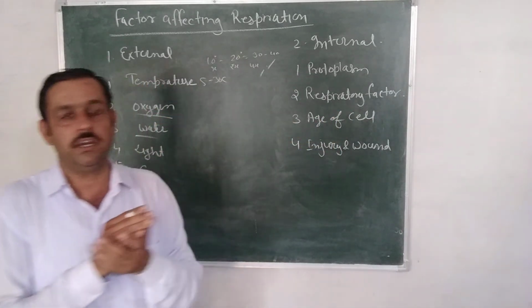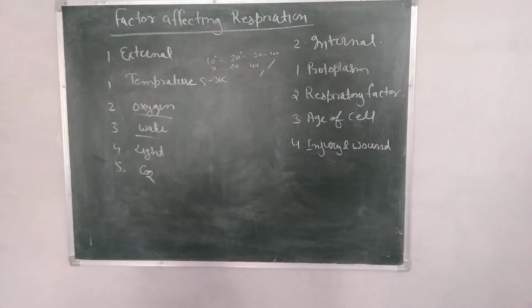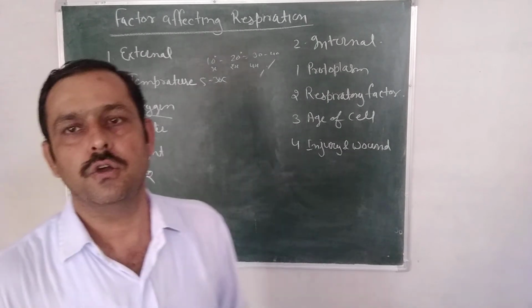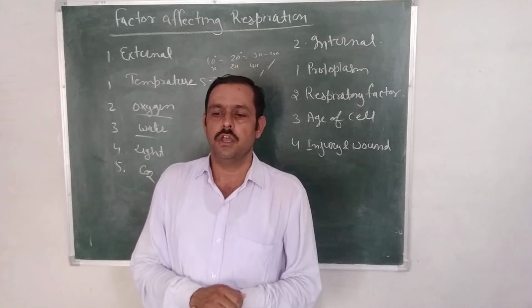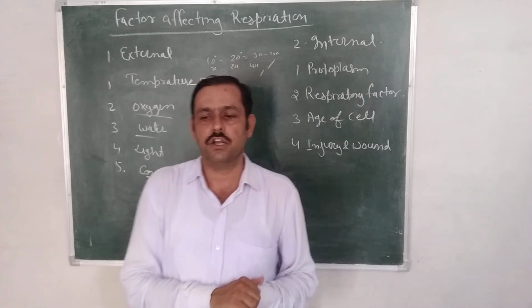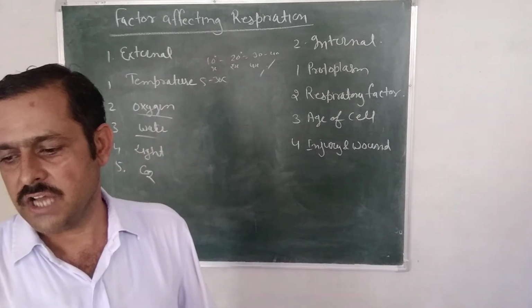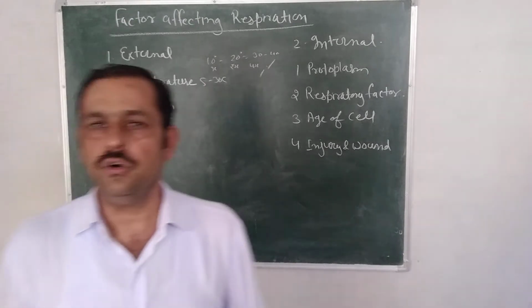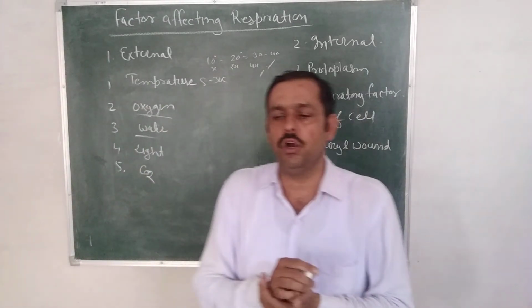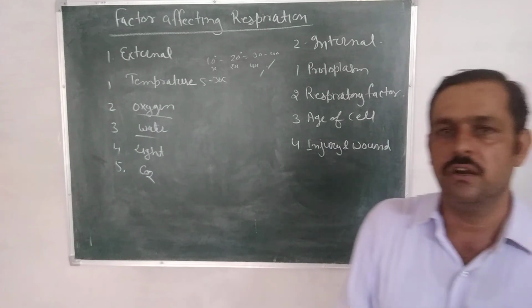Now, respiratory substrate. Different types of sugar present in a cell like glucose, fructose, maltose are used immediately in respiration. In comparison to these, conversion of starch and fats into sugar is necessary before use. Due to this reason, the process of respiration is delayed.